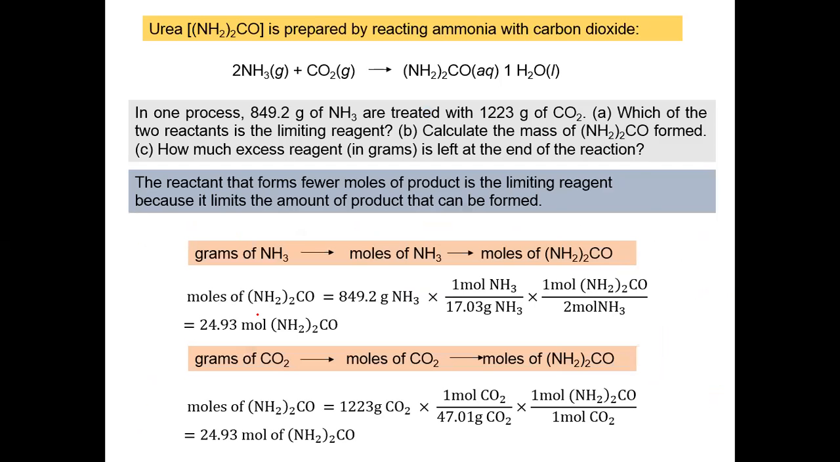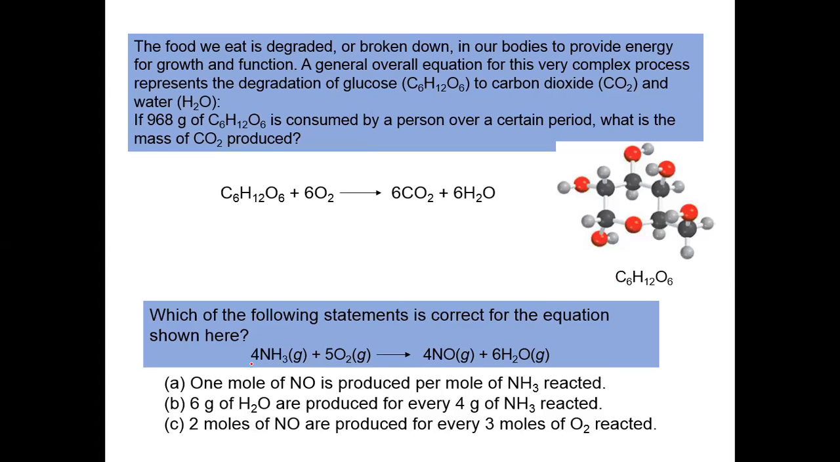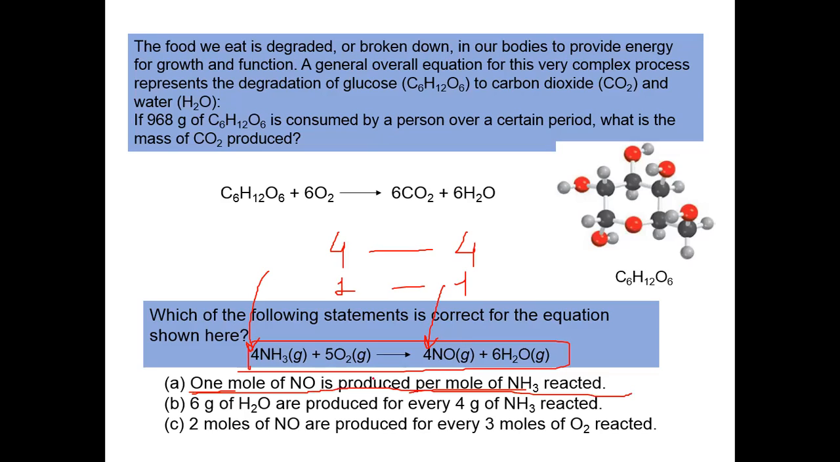Okay, can you explain? According to the equation, 4 moles produces 4 moles, right? So 4 produces 4, the same. Then it says that 1 mole produces 1 mole. So 1 mole will produce how much? 1 mole. So what does it say? 1 mole of NO is produced per mole of ammonia. This is why this sentence is correct.